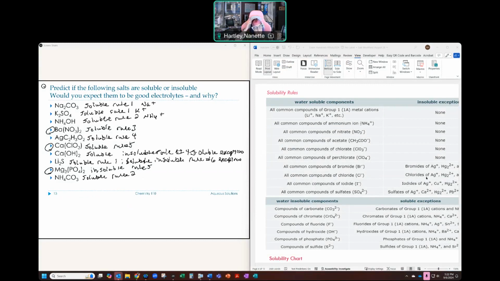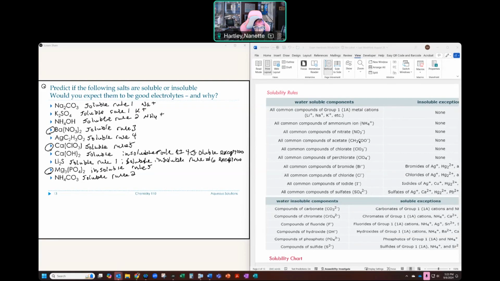Okay, guys. So I said I was going to come back with some answers. And what I've done is I've written down whether it was soluble or insoluble and the rule that it was based on. So this first one, Na2CO3, is soluble based on rule 1, and it's because it's an Na+. Second one, soluble, rule 1, based on K+. NH4OH is soluble based on rule 2, because it's an NH4+. This one, AgC2H3O2, is soluble based on rule 4.